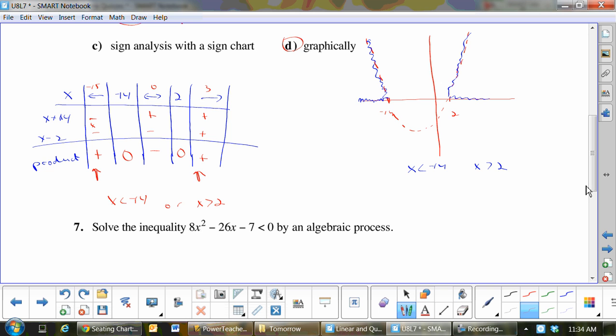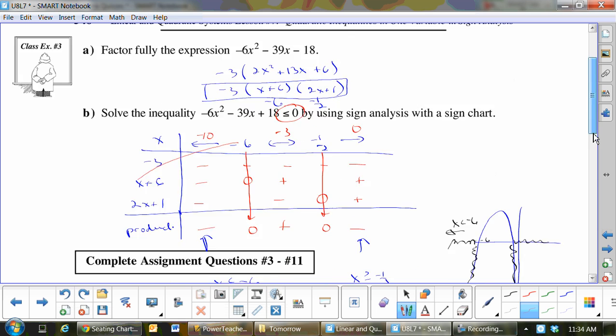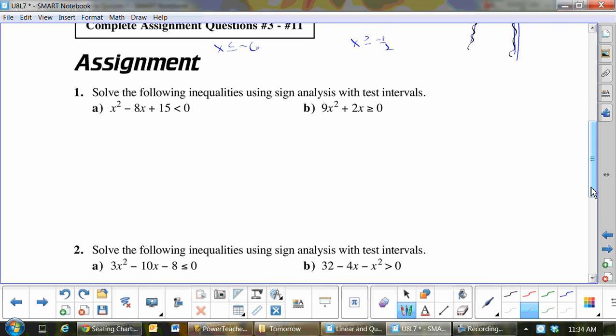So for homework, you're just doing 1 to 6, which is actually 1 to 5, because I did 6 for you, with you. Okay, get right at it.